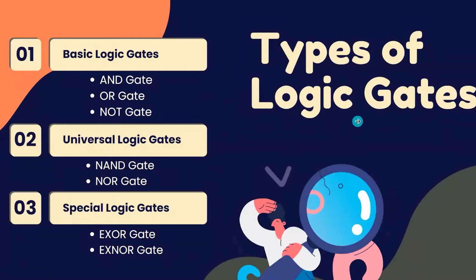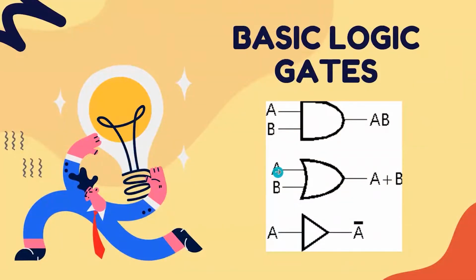We can categorize logic gates into three types: basic logic gates, universal logic gates, and special logic gates. The basic gates are the AND gate, OR gate and NOT gate. Universal logic gates are the NAND gate and the NOR gate. Special logic gates are the XOR gate and XNOR gate. Today we only focus on the basic logic gates: the AND gate, OR gate and NOT gate.